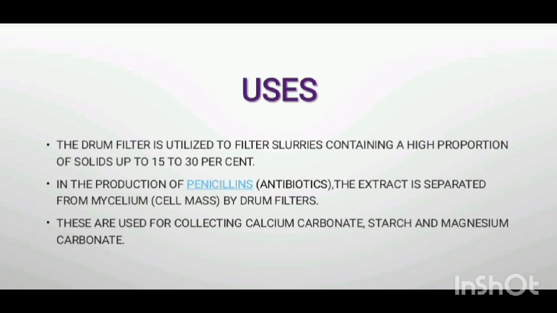So now let us move on to the next topic, that is the uses of the drum filter. The drum filter is utilized to filter slurries containing a high proportion of solids, up to 15 to 30%. In the production of antibiotics such as penicillin, the extract is separated from mycelium by drum filters. These are also used for collecting calcium carbonate, starch and magnesium carbonate.